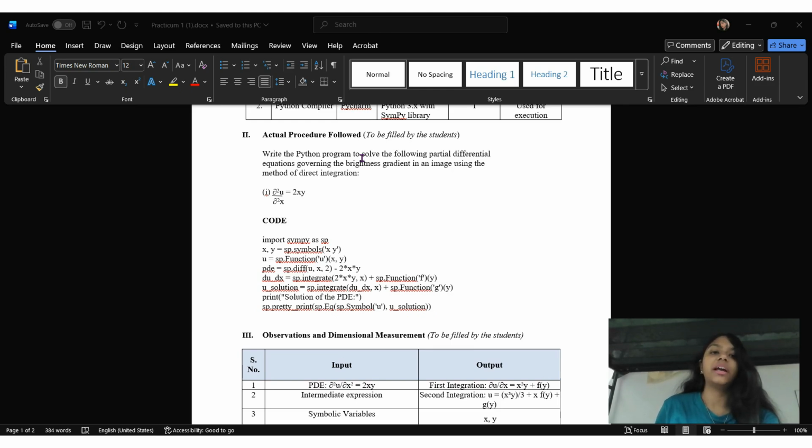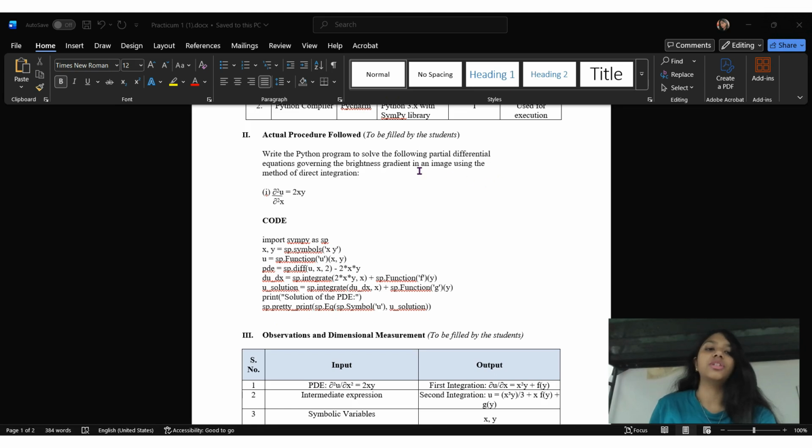Next, we integrate again with respect to x. The integral of x²y is x³y/3. The integral of f of y with respect to x is simply x f of y, since f of y is constant in terms of x. And once again we add another arbitrary function of y, call it g of y. So the general solution becomes u of x, y equals x³y/3 plus x f of y plus g of y.